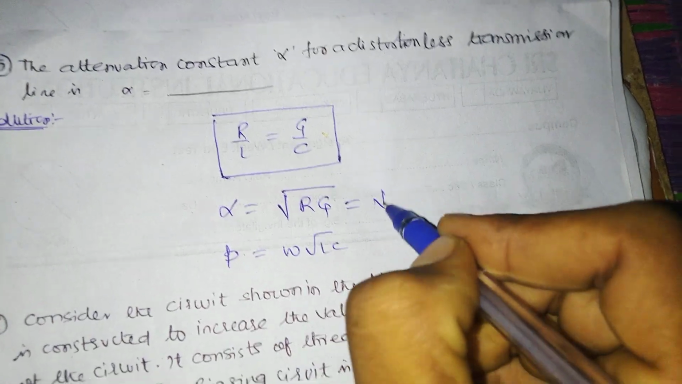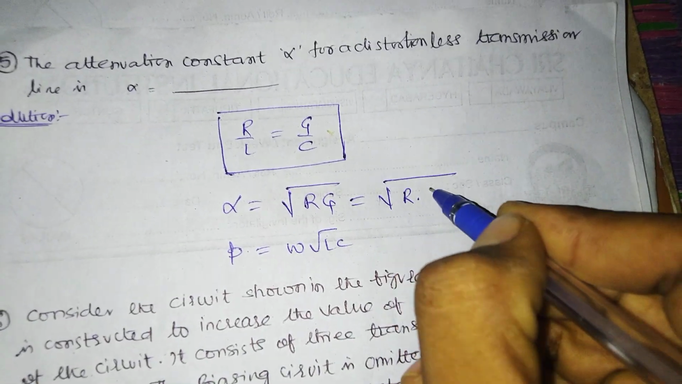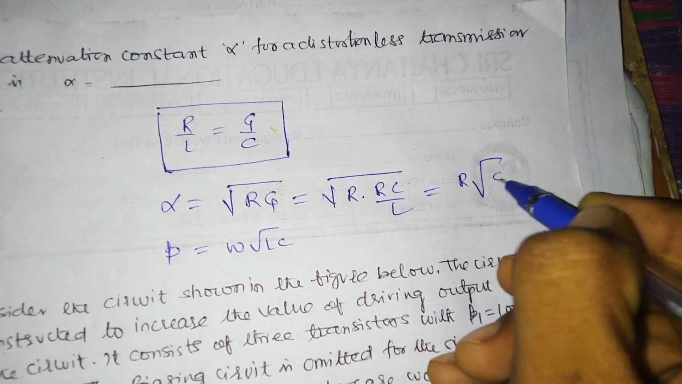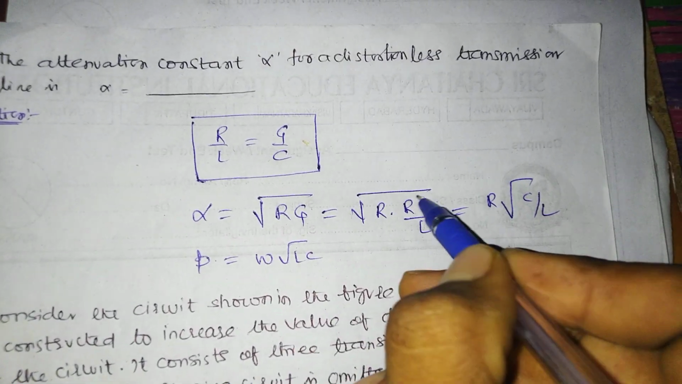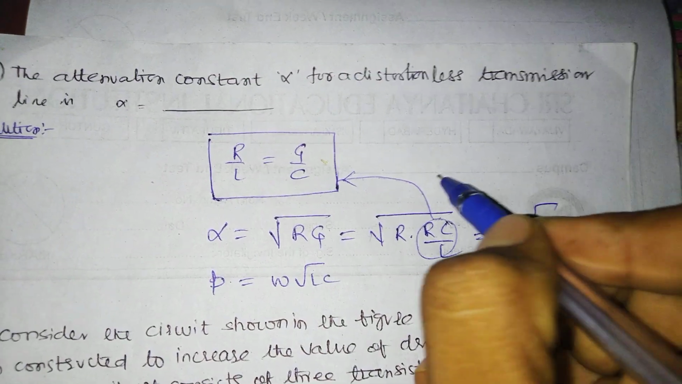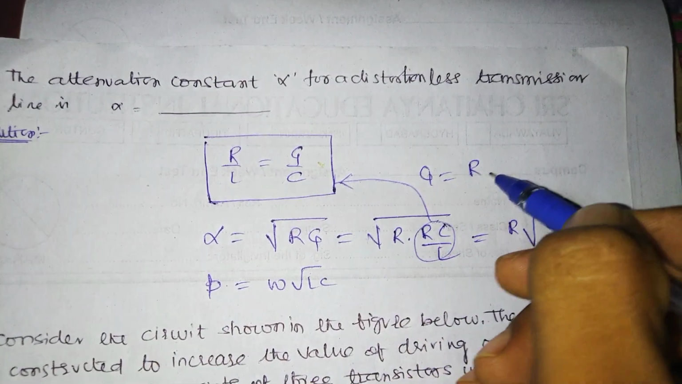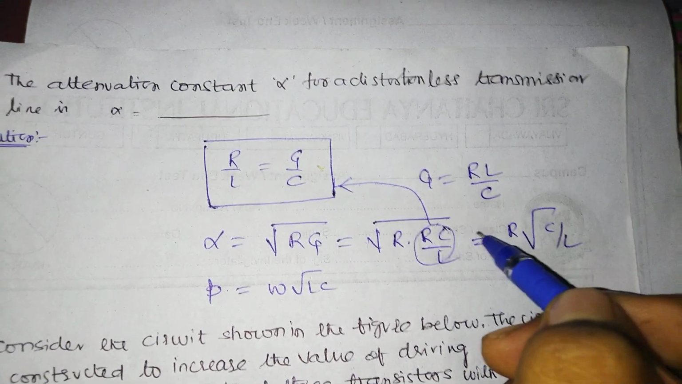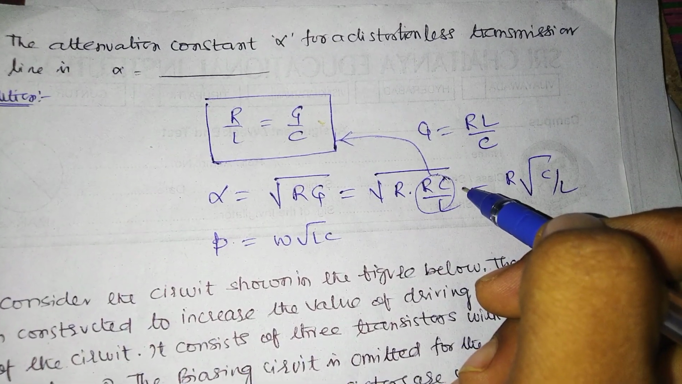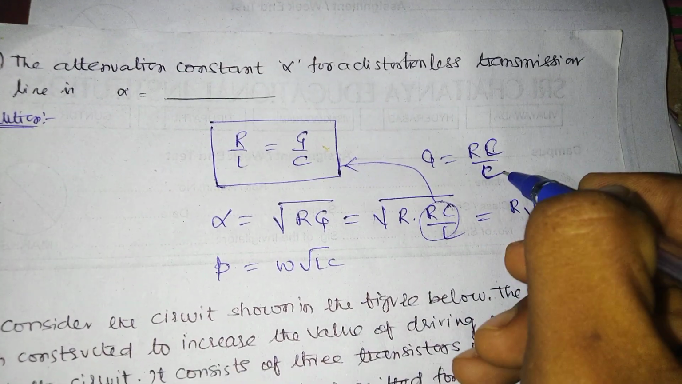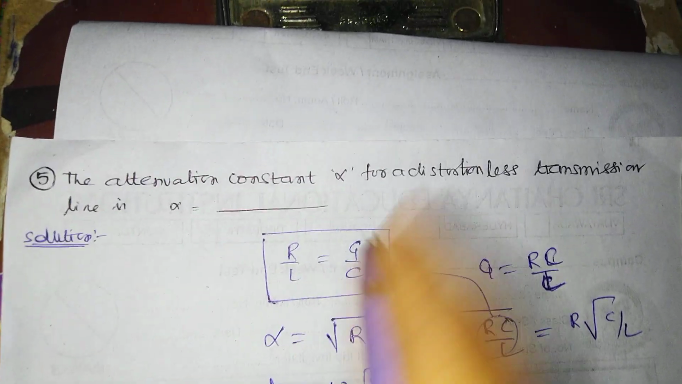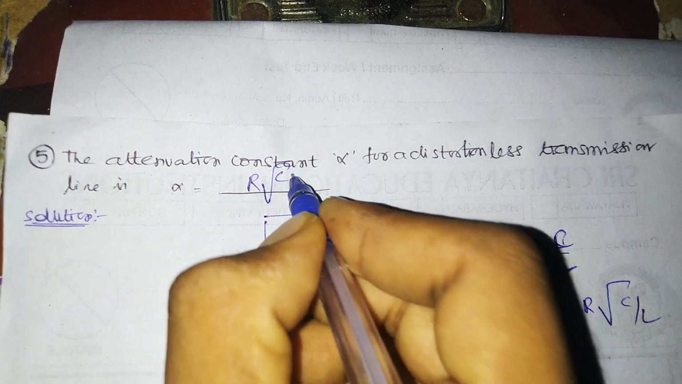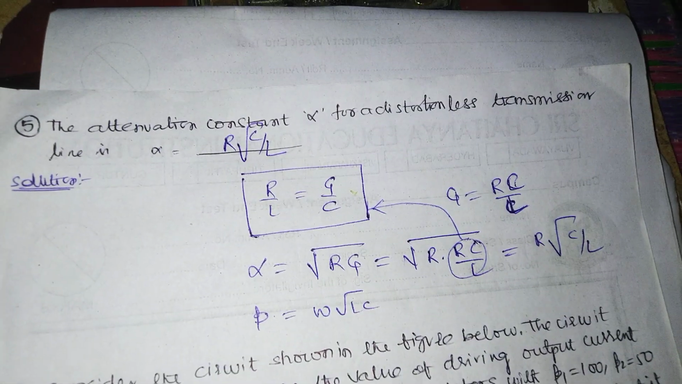So alpha equals under root of R into G. We get this by the condition, where G equals RC by L. So the answer is alpha equals R into under root C by L. Thank you. We go to another question.